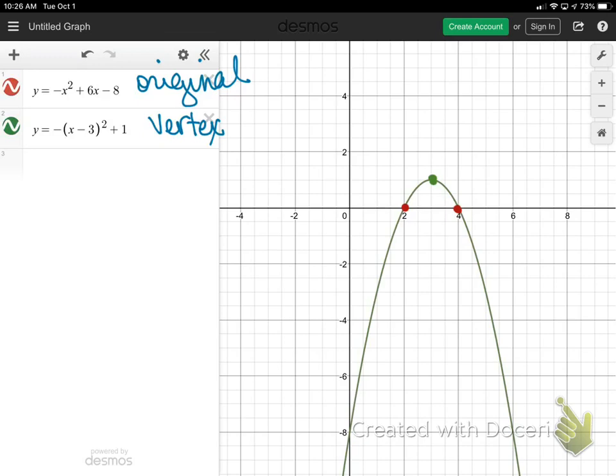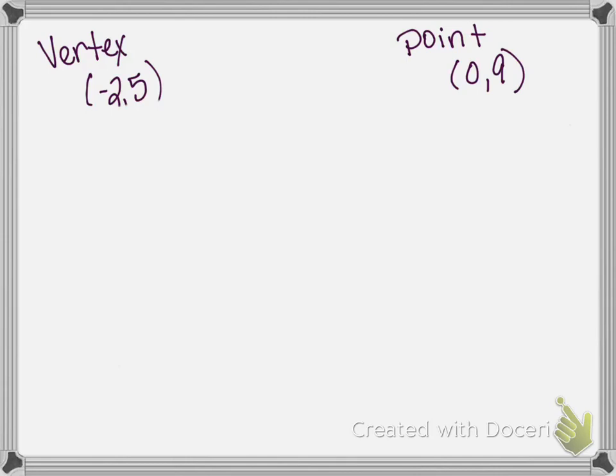So what we have here is a vertex and a point. Think about a line, y equals an x plus b, y equals 1/2 x plus 3. How many points are on that line? Infinity. You have infinitely many points on a line. How many points do I have on a parabola? Infinitely many. They're going to go on and on forever. So what I have is the vertex, and I have one point.